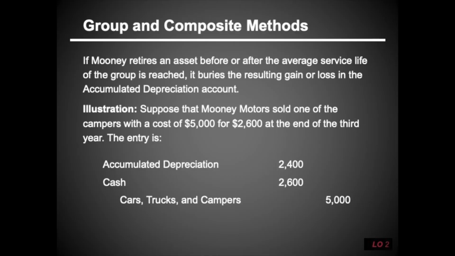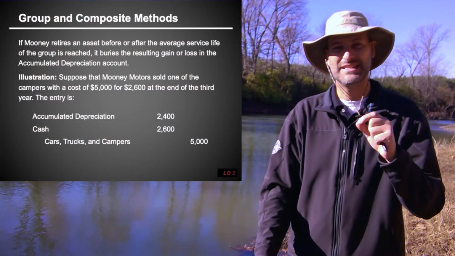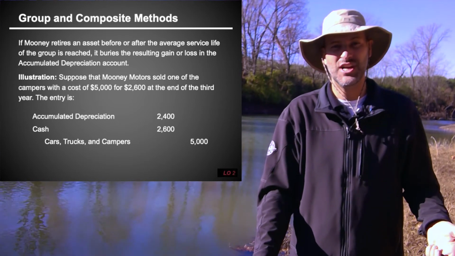Now, let's say the company retires an asset before or after the average service life of the group is reached. It buries the resulting gain or loss in the accumulated depreciation account. Again, because you don't know the value of that specific asset, because you aren't tracking that specific asset's accumulated depreciation.